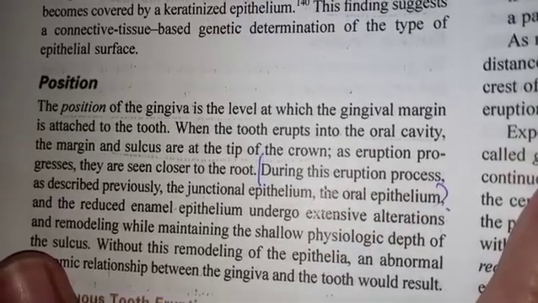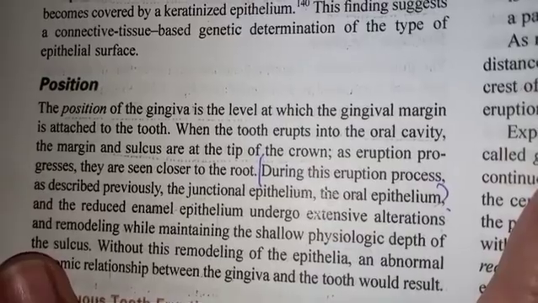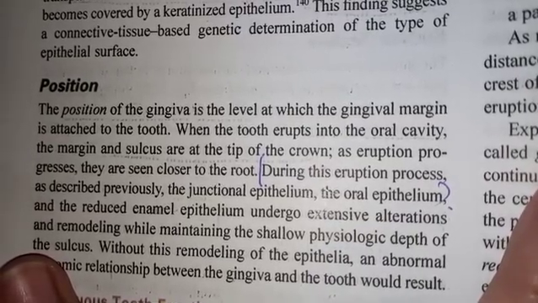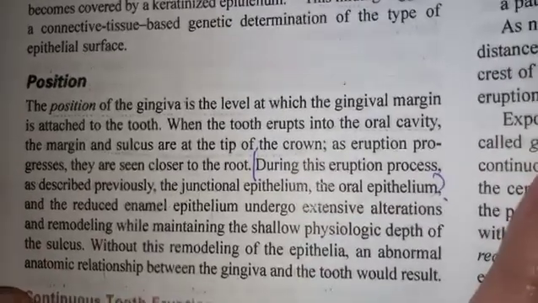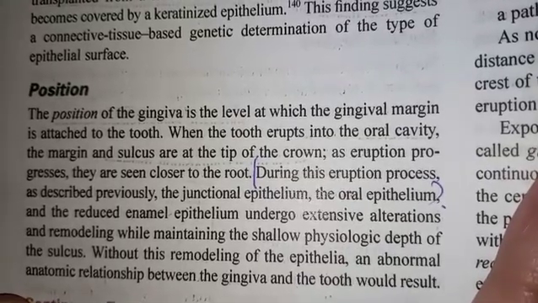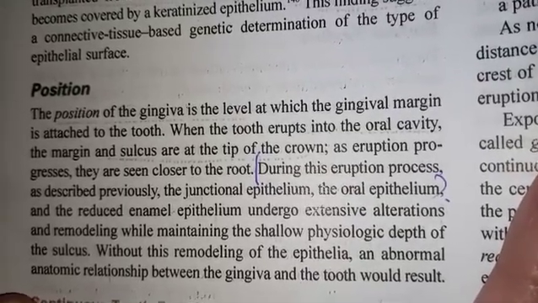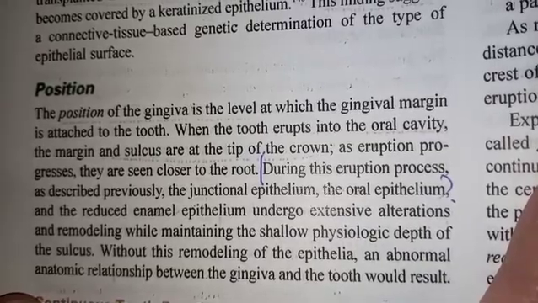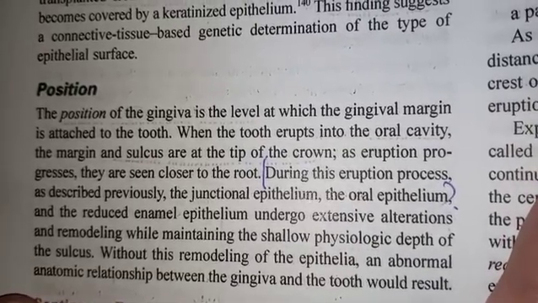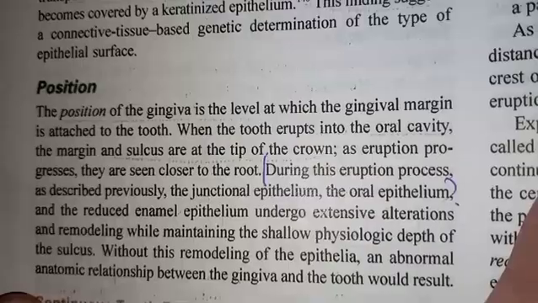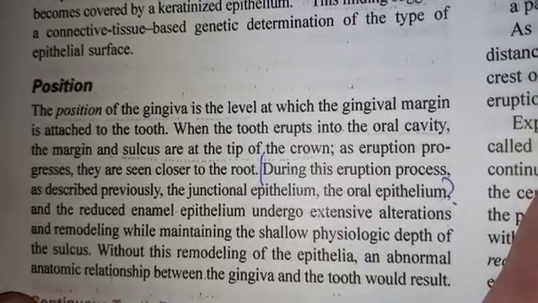The reduced enamel epithelium undergoes extensive alterations and remodeling, maintaining the shallow physiologic depth of the sulcus. Without this remodeling, an abnormal anatomic relation between the gingiva and tooth would result. This means that if this remodeling of the gingiva did not happen, there would be an abnormal anatomy between the gingiva and the tooth.